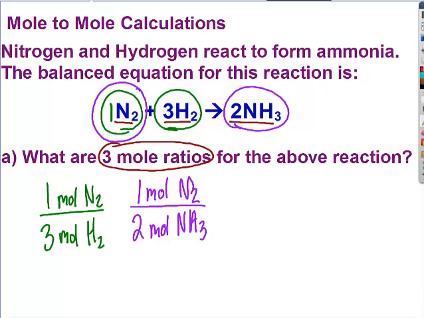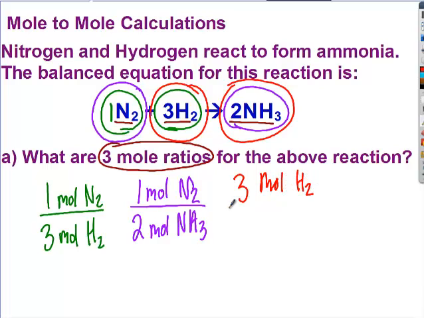Last set, we haven't done this set yet, where we have H2 comparing with NH3. So I'm going to have 3 moles of H2, and I'm comparing that to 2 moles of NH3. Okay, and there they are. There go the 3 mole ratios. All of them are different. All of them have a unique thing about them.